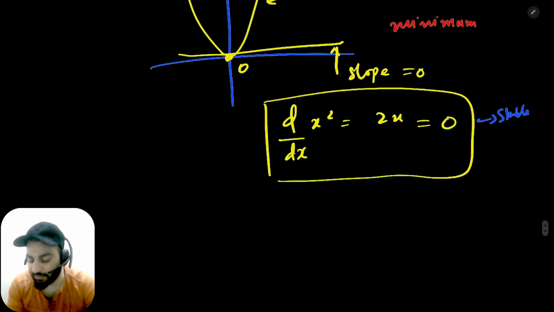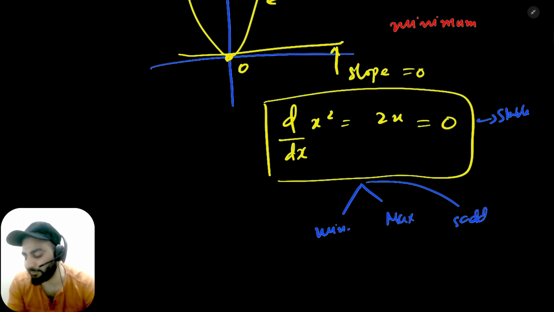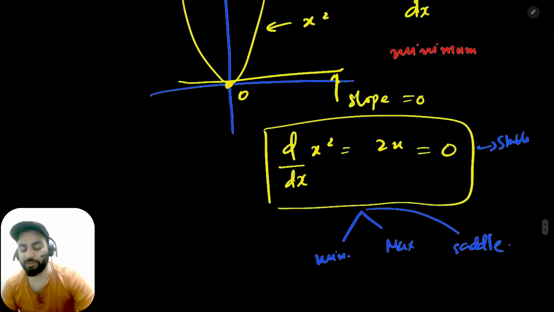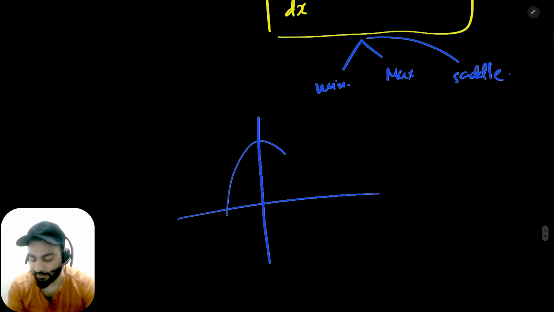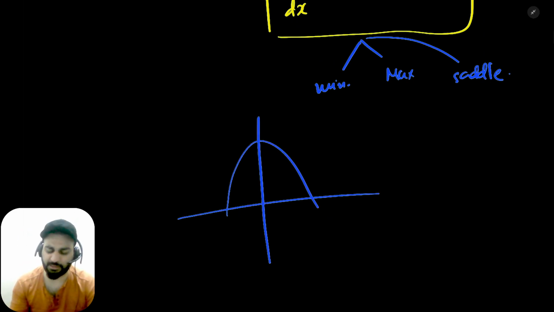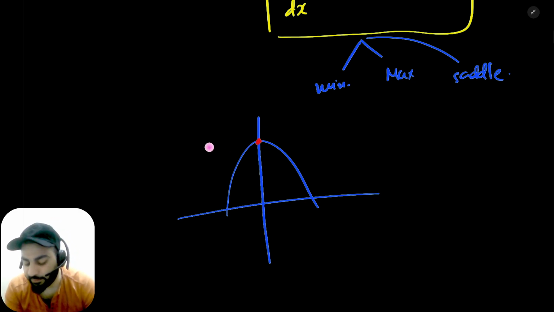So this can be three things. It can be either a minimum point, a maximum point, or the other point that I mentioned, a saddle point. Okay, so if you see here, we have a minimum point. Otherwise, if you have a graph like this, negative x square or something, this will be the equation. So at this point, do you see the slope is equal to 0 again?